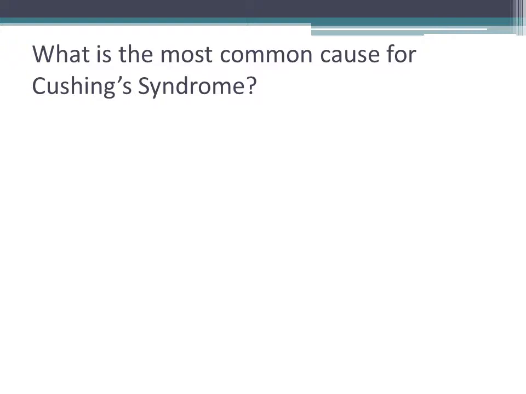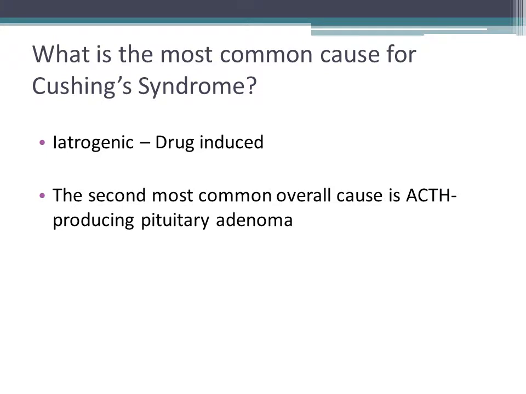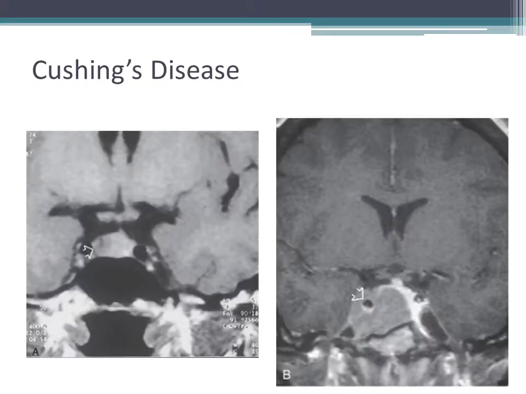So what is the most common cause of Cushing syndrome in general? Iatrogenic, drug-induced, basically doctors over-prescribing steroids, or maybe legitimately prescribing steroids to control other diseases, but ultimately leading to Cushing syndrome. The second most common overall cause is ACTH-producing pituitary adenoma.